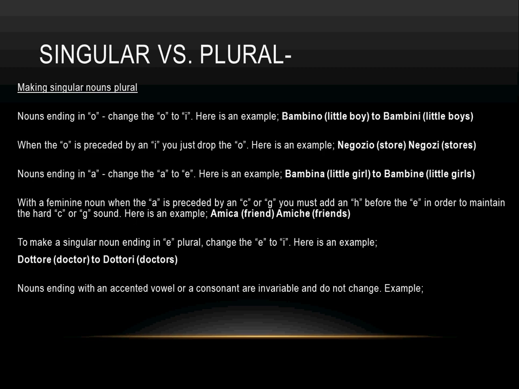Now, nouns ending with an accented vowel or a consonant are invariable and do not change. A couple of quick examples are lo sport, the sport, becomes gli sport, and la città becomes le città.